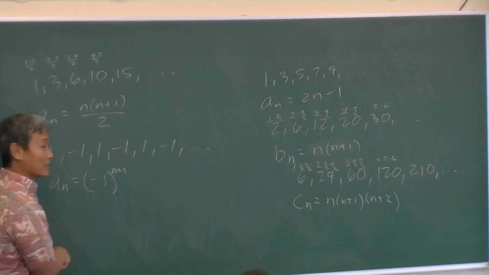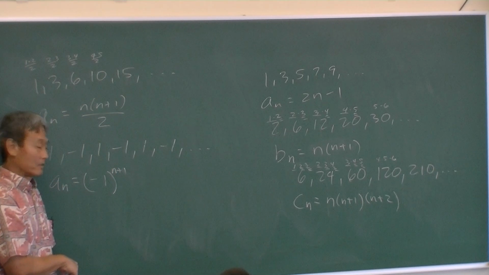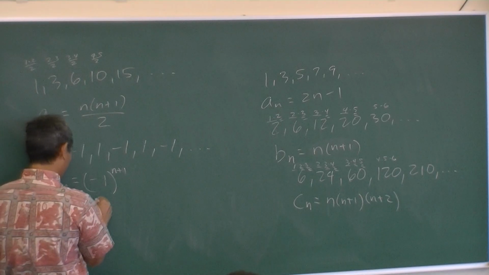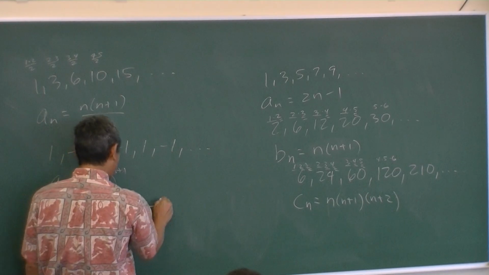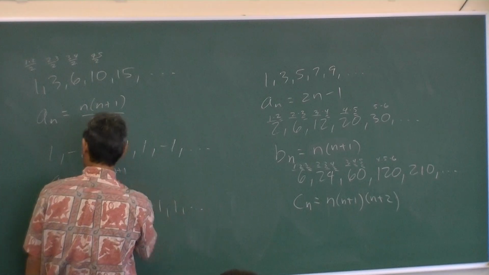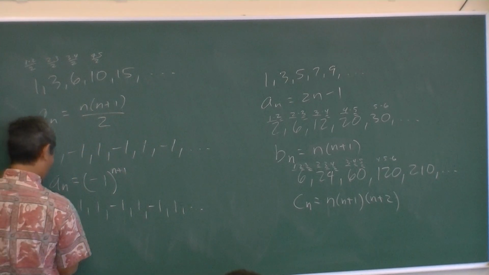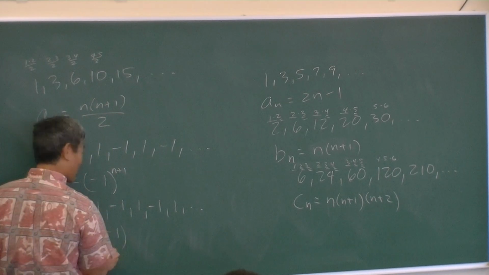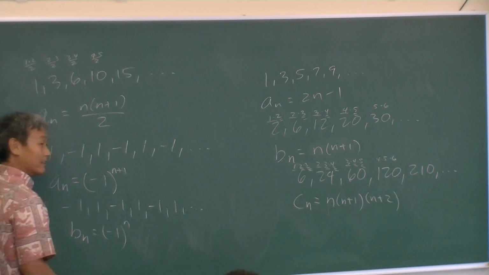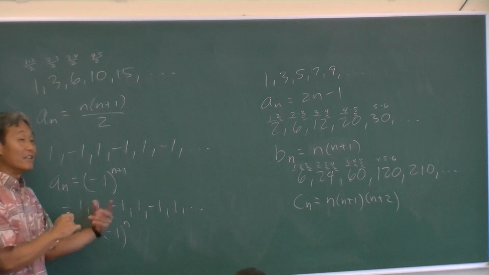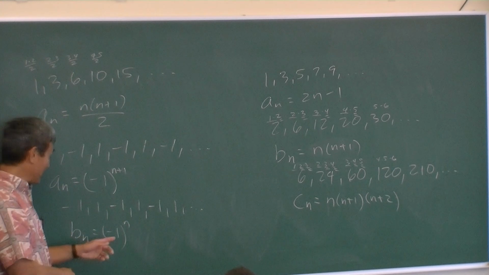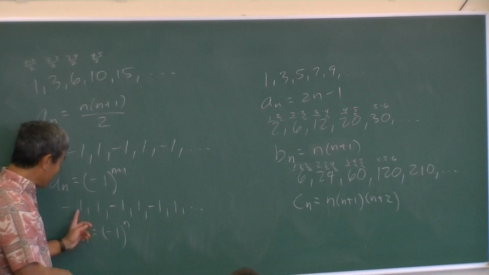What if it started with negative 1? Like this, what if it went this way? Negative 1, 1, negative 1, 1, negative 1, 1. What if it started negative? This one started positive. And what would the formula be? Negative 1 to the n, or n plus any even number. Right? Because negative 1 to the 1 is negative 1.